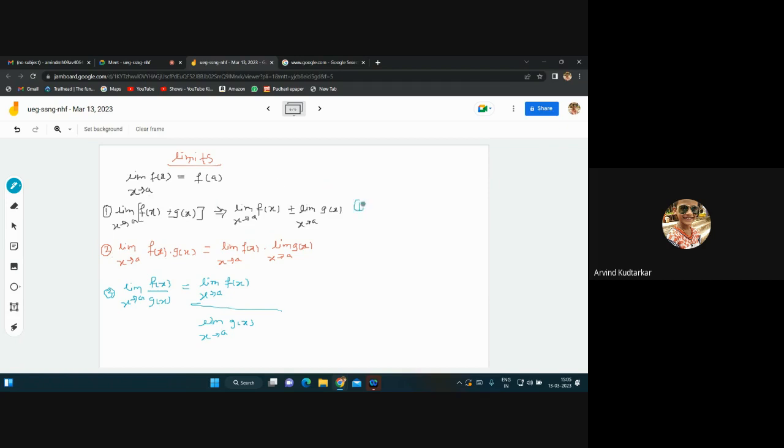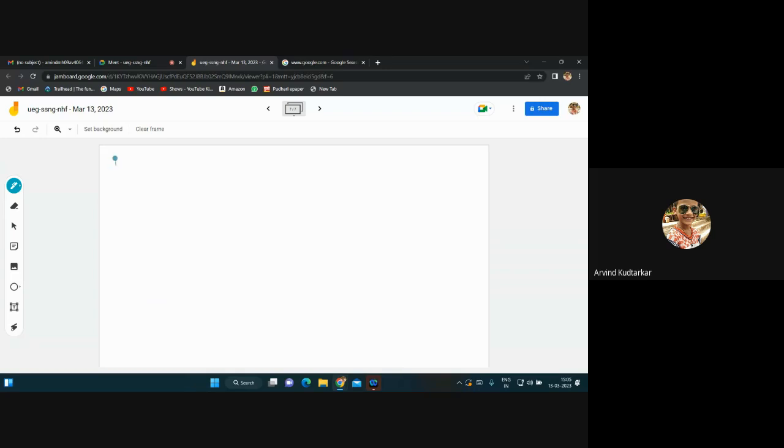See here the example. If limit of x raised to 4 minus k raised to 4 upon x raised to 3 minus k raised to 3 as x tends to k, then find the value of k.